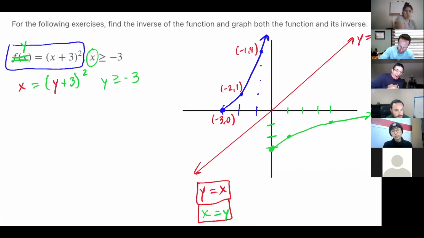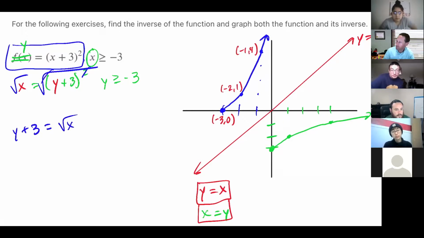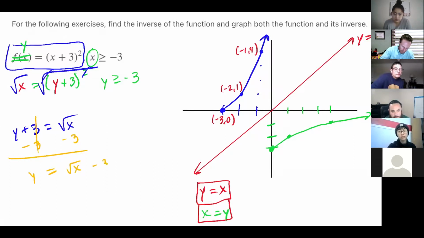Now don't forget, you need to know how to solve. So this time we would take the square root to get rid of that. And now I'd have y plus 3 equals the square root of x. And what's my last step? Subtract 3. Subtract 3 to both sides. And does that 3 go underneath the root? No, it is the square root of x and then -3. Very good. And instead of this, I'm going to say it's my inverse function.